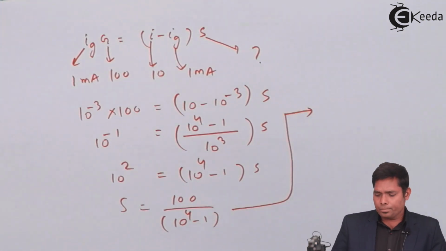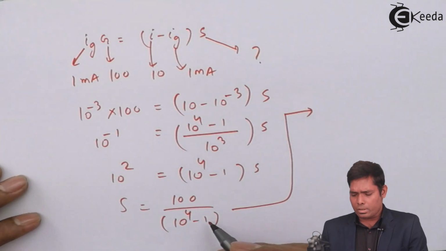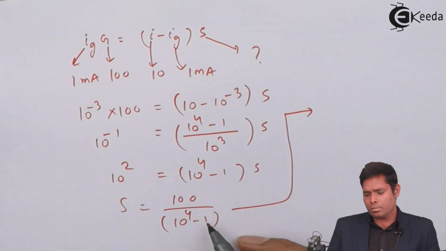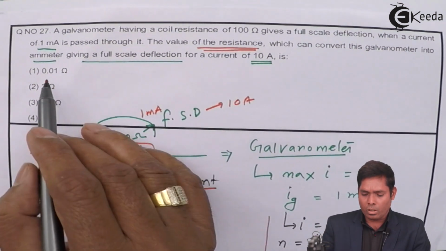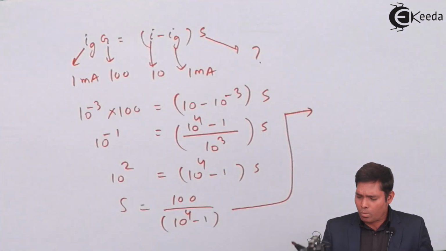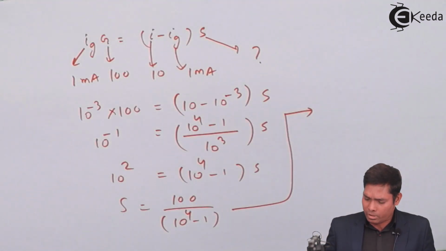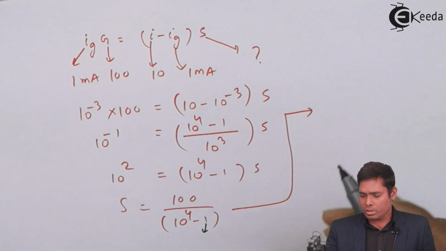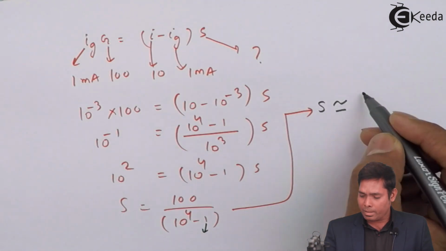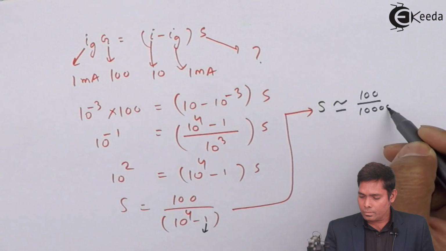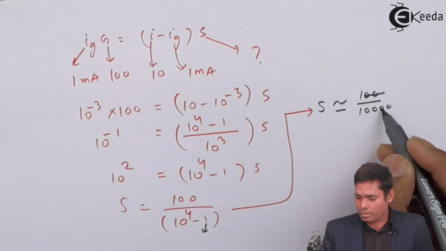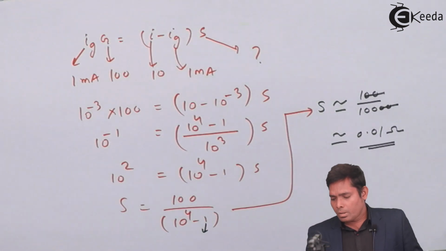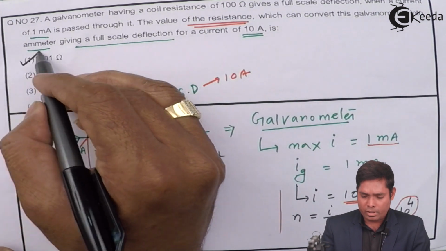From here, if I don't see this minus 1, neglect it for the time being to see the options, whether I'm getting the answer. So I'll advise you that you don't take this one. Mentally think that it is not there, for easy calculation. If I do that, then it's approximately 100 divided by 10,000, which is nearly equal to 0.01 ohm. And 0.01 is this one. This is the correct answer.